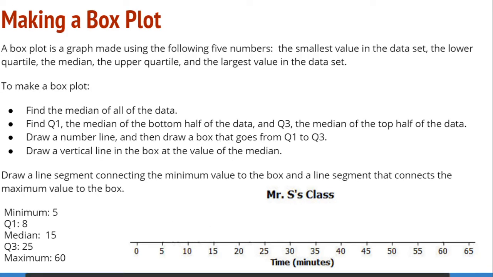So making a box plot. The goal, the mission, the objective for this lesson. To make a box plot, we first need to find the minimum, quartile 1, the median, quartile 3, and the maximum. We use all 5 of those numbers to make a box plot. And sometimes this is referred to as a 5-number summary. So the first thing we want to do is draw a line where the median is. It's at 15.